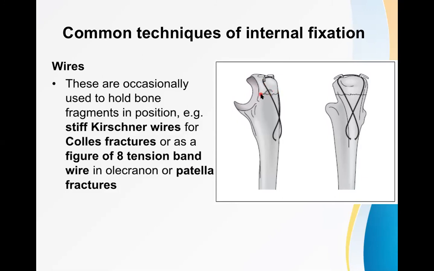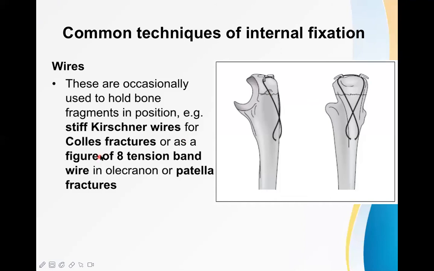So, see there is a fracture of the olecranon process here, and this fracture is very well managed by application of the wire. Even patella fracture can be managed very well by this wire. So these are occasionally used to hold bone fragments in position. These are called stiff Kirschner wire. In orthopedics, we call them K wire. Okay, K is the short form, and this is Kirschner wire.